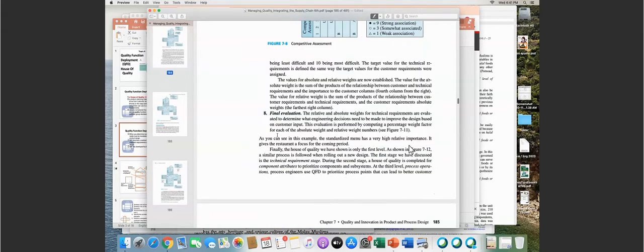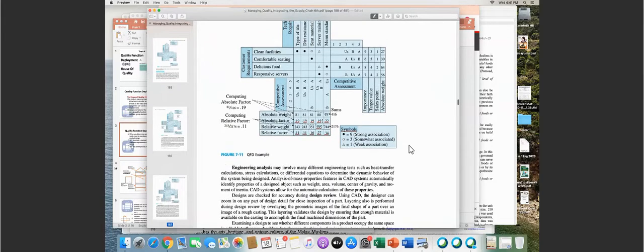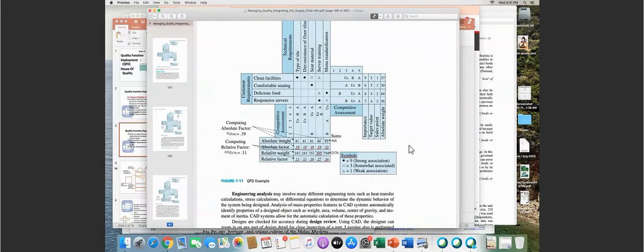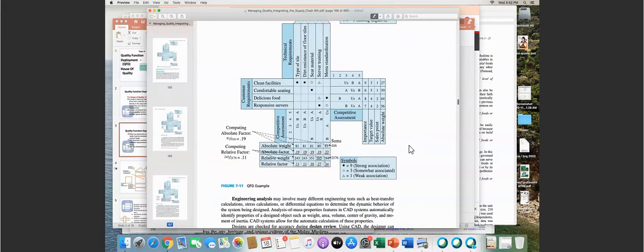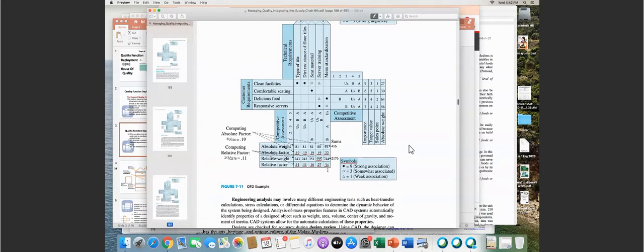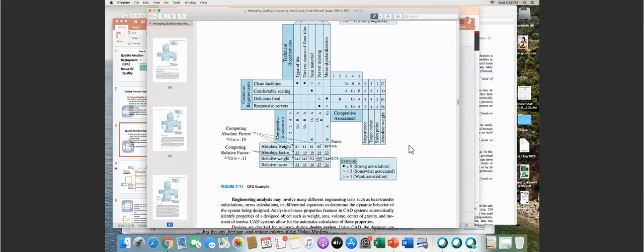So what it means is, you look at this. Menu standardization has the highest score for both the absolute weight and the relative weight: 0.34 and 0.22. If the restaurant wants to improve on their technical requirements, your engineering decision is to improve menu standardization, because that is what customers prefer.